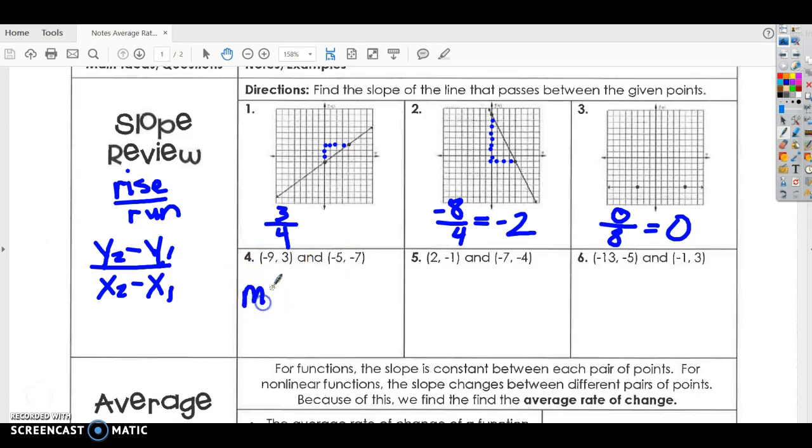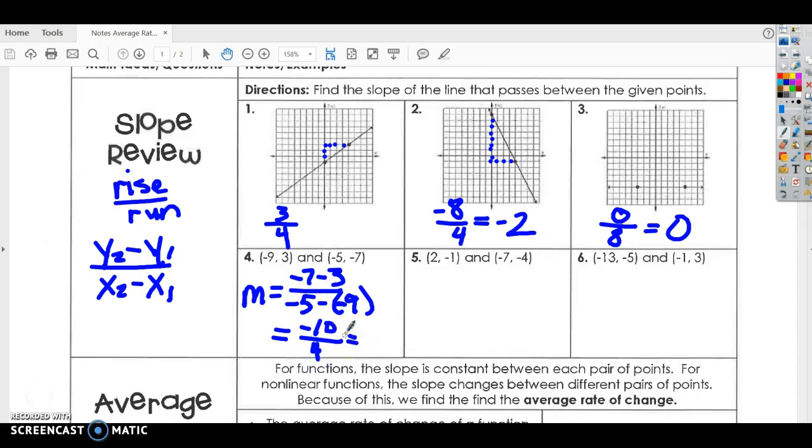But if we want to do this, we're going to say m equals. We're going to take y2. If I say this is my second point, my y2 would be negative 7. And I'm going to subtract my y1, which would be 3. And then I'm going to have negative 5 minus negative 9. Alright, so negative 3 and negative 7 on the top give me negative 10. And on the bottom I've got negative 5, negative, negative, so it makes that plus 9. So negative 5 plus 9 is going to be 4.